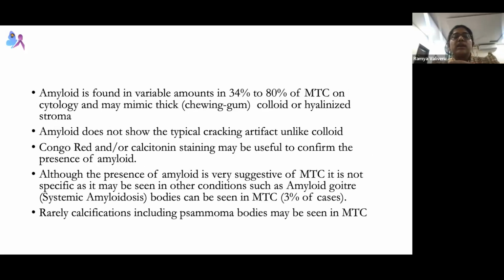Amyloid is seen only in about 34 to 80% of MTCs on cytology and may mimic colloid. But amyloid doesn't show any typical cracking after drying up like colloid. So Congo red stain is the useful one to confirm the presence of amyloid. But amyloid is not seen only in MTC, because systemic amyloidosis can have thyroid amyloidosis, and I was fortunate to operate on a patient who had only thyroid amyloidosis. When I was operating, the thyroid was just breaking. It was powdery and breaking up into pieces.